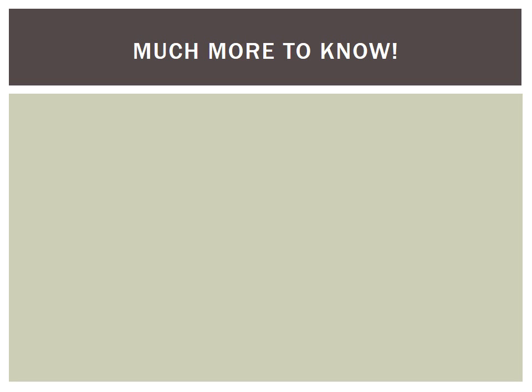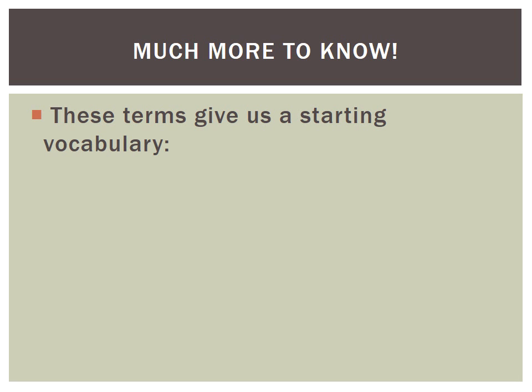Well, just as with poetry, there's way more to know than I was able to tell you in this 37-minute video. But these terms, just to review, give us a starting vocabulary. These are the terms that I'm really hoping to see you use as you go through these stories in this novel: plot, character, point of view, tone, and symbol.